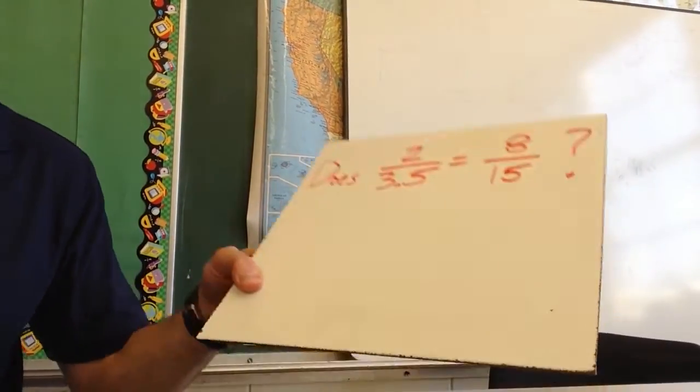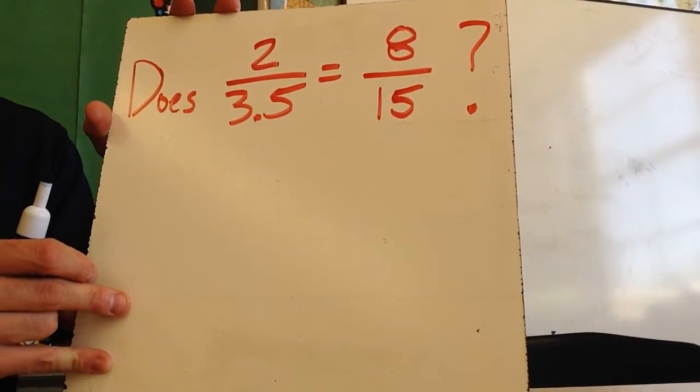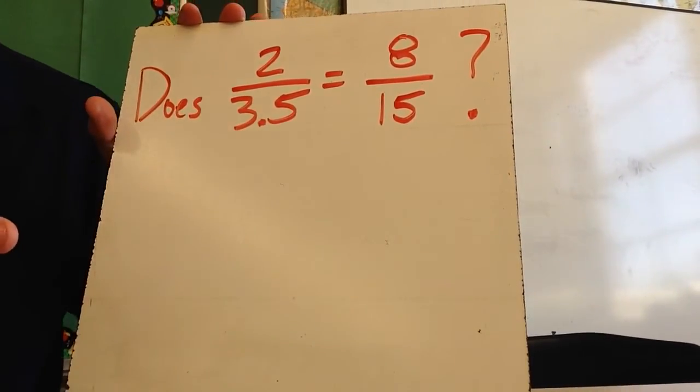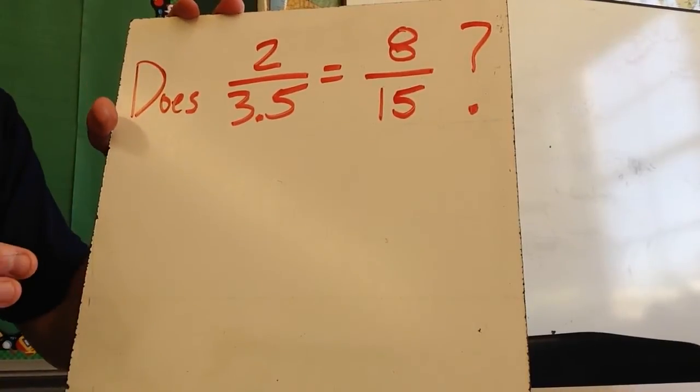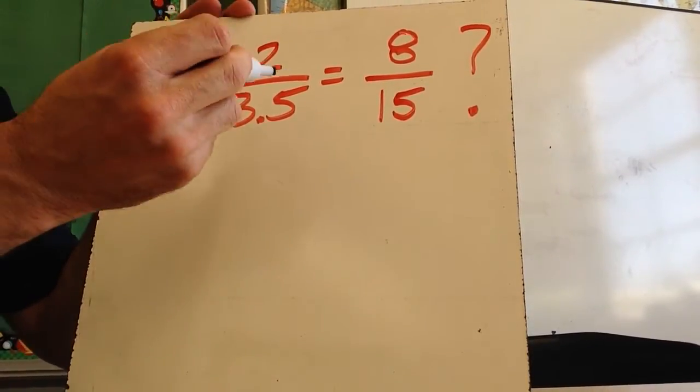Now sometimes it doesn't necessarily work out quite so nice. If I'm not going to use the method where I multiply or divide the numerator and denominator by the same number, what I'm going to do is cross multiply.